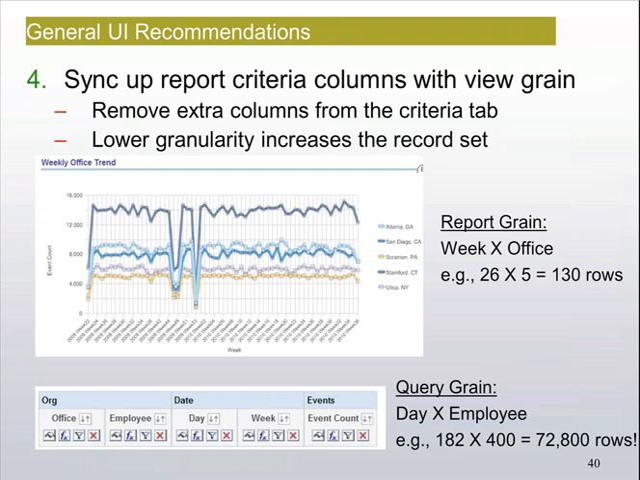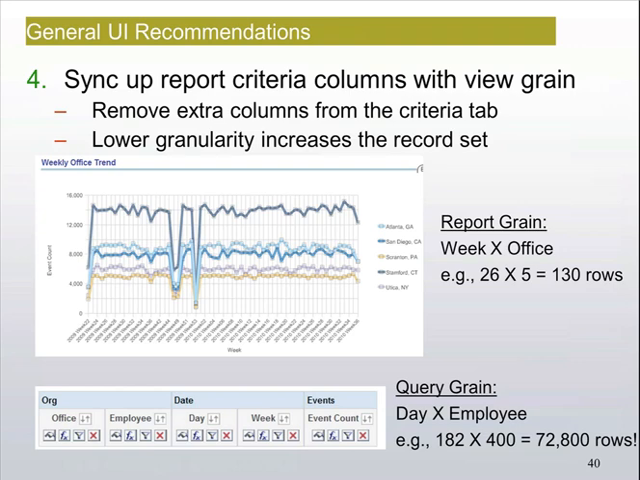So it's real simple. But if we go back to our criteria tab, and that's what we see: office, employee, day, week, and event count. Well, what's going to happen behind the scenes? OBI is actually going to generate a query that's at the day and employee level. And if you see the math there, it's going to return thousands of rows back to the OBI server, and then it's going to have to aggregate on top of that. So this could be a potential performance killer right here. So what do we want to do? Just remove the employee and remove the day from the query. Make sure the grains are in sync.